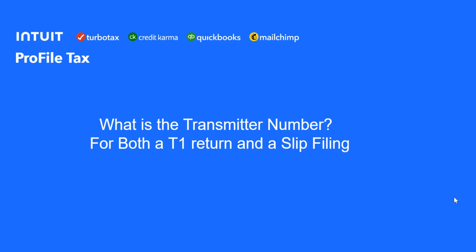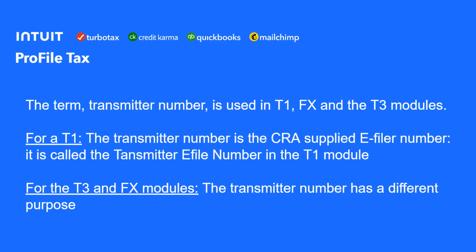This video will have a look at transmitter numbers. Transmitter number can be found in T1 returns and also slip filings. The T1, FX, and T3 have a transmitter number. For T1, the transmitter number, when it comes up in the auditor, is transmitter e-file number.